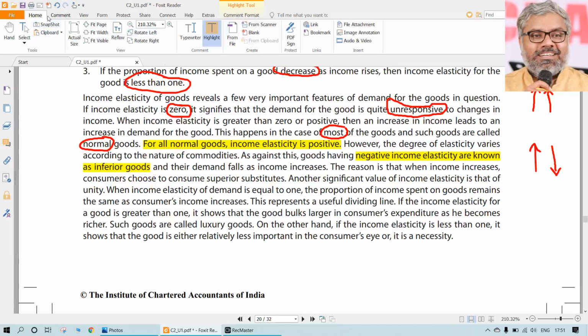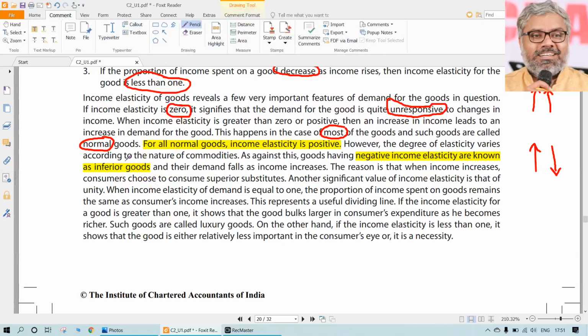So in the case of inferior goods, the income elasticity of demand for inferior goods is negative. That's it. It means if one is increasing, the other one is decreasing. The income elasticity of demand for normal goods is positive, that is, greater than zero. Positive, but how much it is, we don't know. That can change from one commodity to another. That is normal goods. The second one is inferior goods.